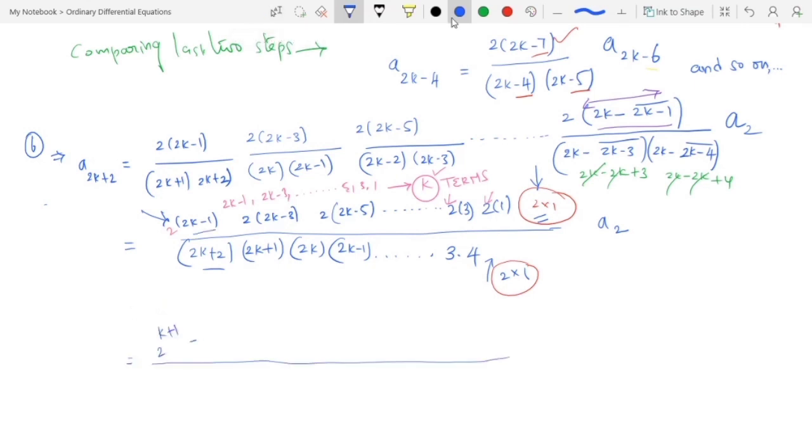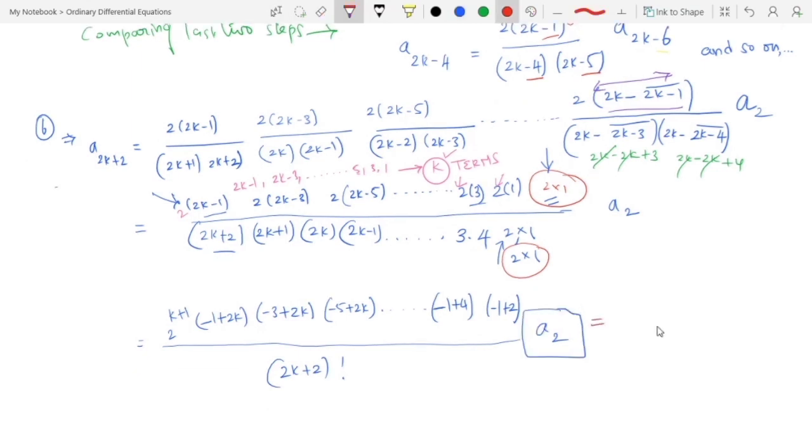Write this in reverse order. Minus 1 plus 2k. Here minus 3 plus 2k. Minus 5 plus 2k. And so on. Write 3 as minus 1 plus 4, minus 1 plus 2. So in the denominator, 2 into 1. So 1, 2, 3 and so on to 2k plus 2. That is 2k plus 2 factorial into a2.